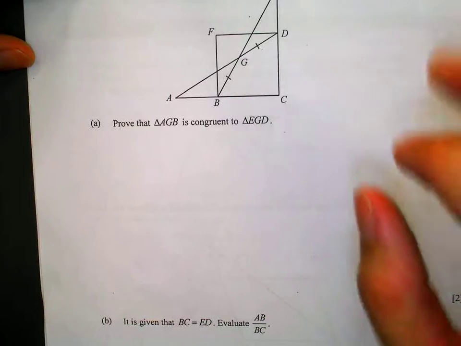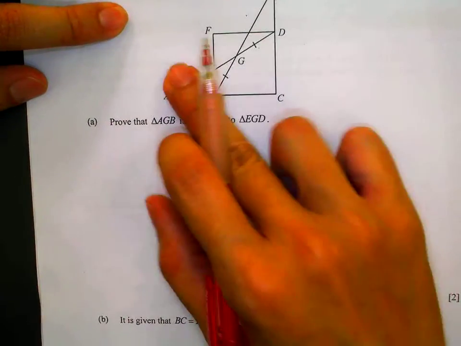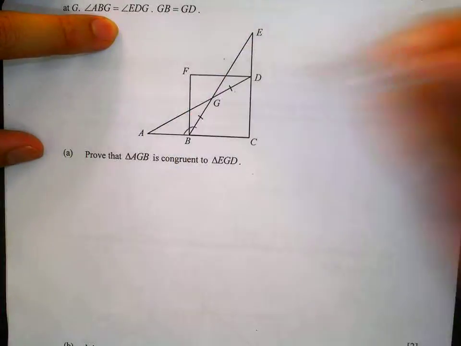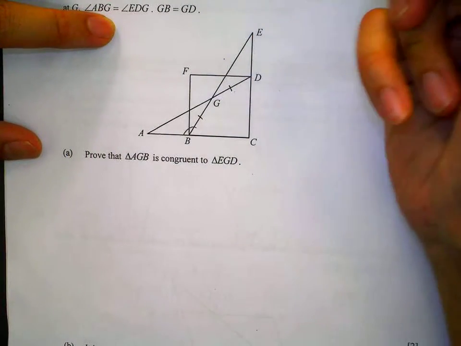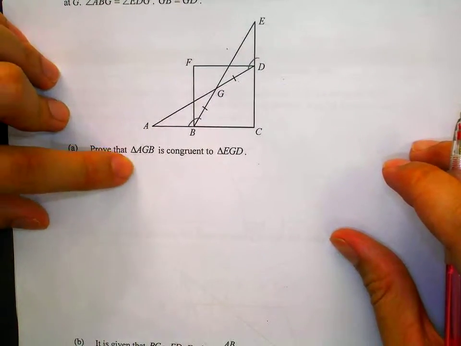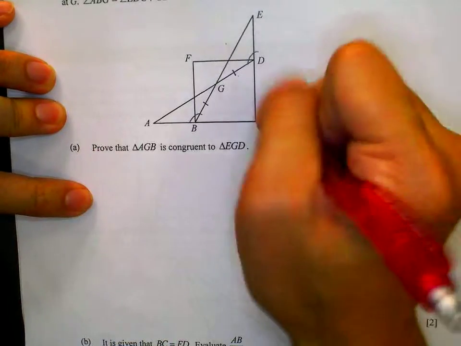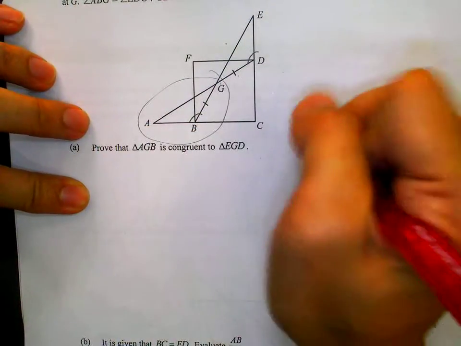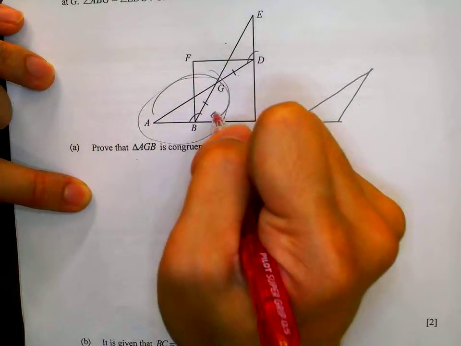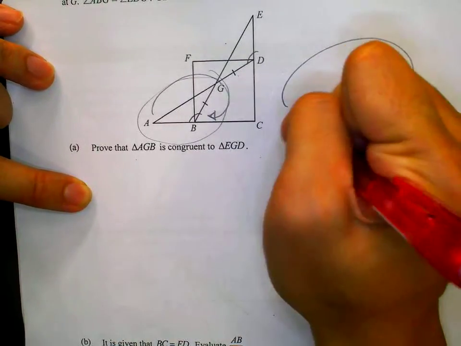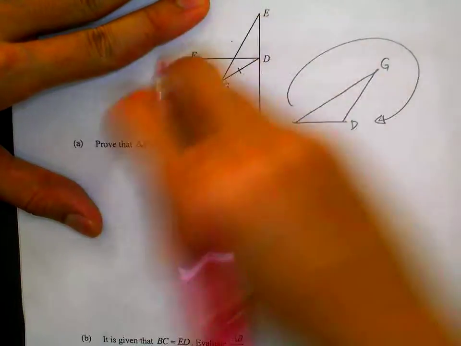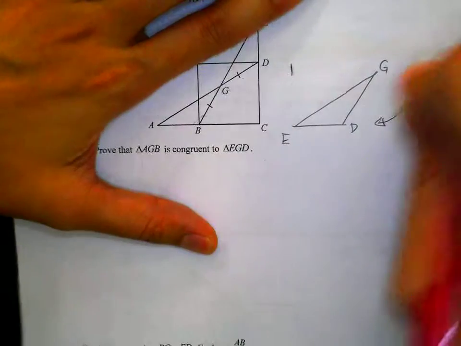I really don't understand. Okay, question 4. BCDF is a square, straight lines intersect, and so on. Angle ABG is equal to angle EDG. Prove that triangle AGB is congruent to triangle EGD. I'll draw this triangle out in the same orientation beside it. So AGB went this way, so I'll go this way as well. EGD.